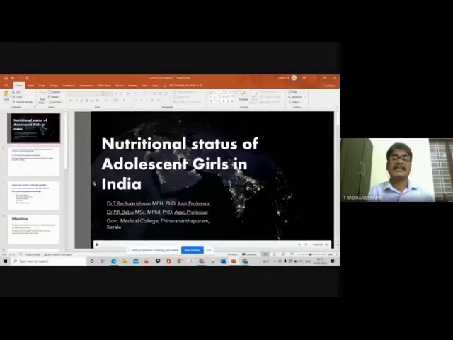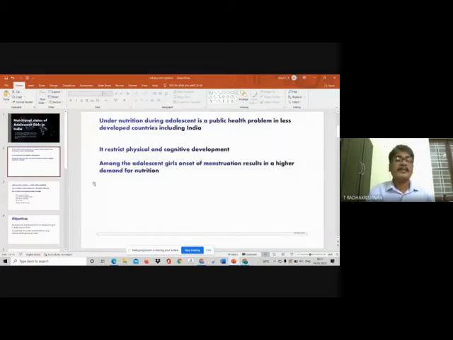The title of my study is Nutritional Status of Adolescent Girls in India. Basically, I am not a nutritionist, but I am a public health scientist. Anyway, I am concerned about the nutritional status of adolescents and youth. Undernutrition during adolescence is a public health problem in less developed countries, including India.